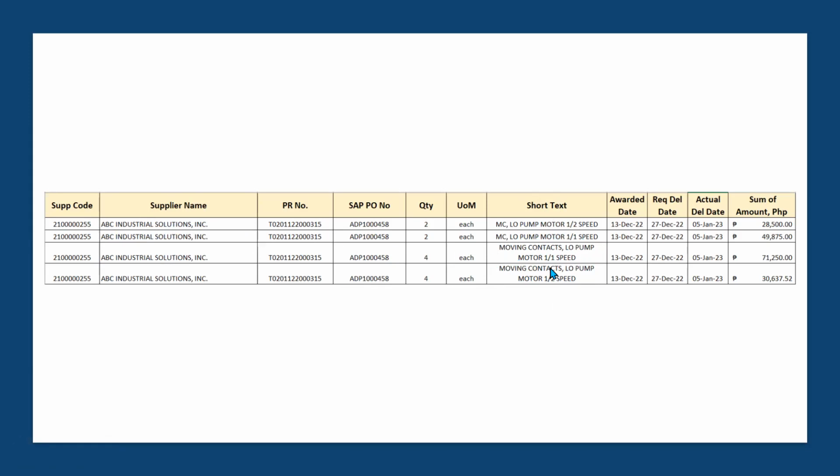So the purpose of this is for us to determine when it was awarded to the company, when the requested delivery date is, and the actual delivery date. We are also able to see the amount of each item or each part. So that's the purpose of this relationship diagram.